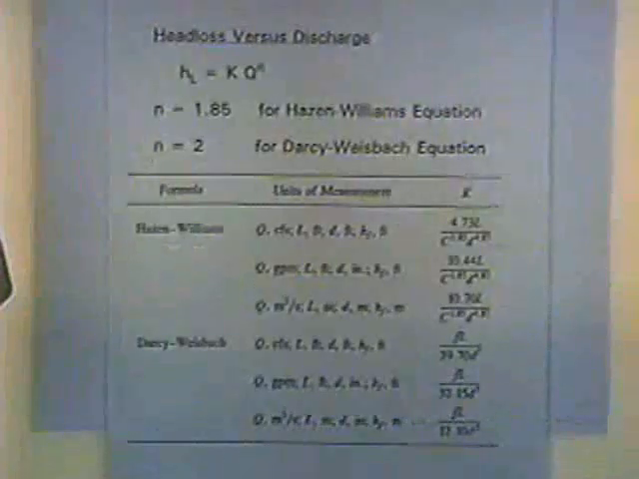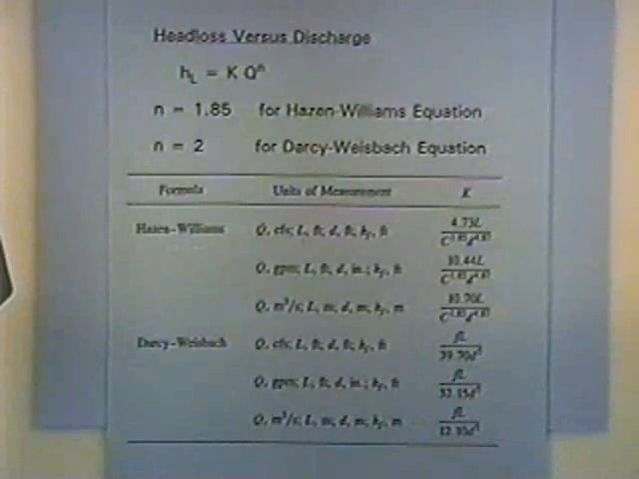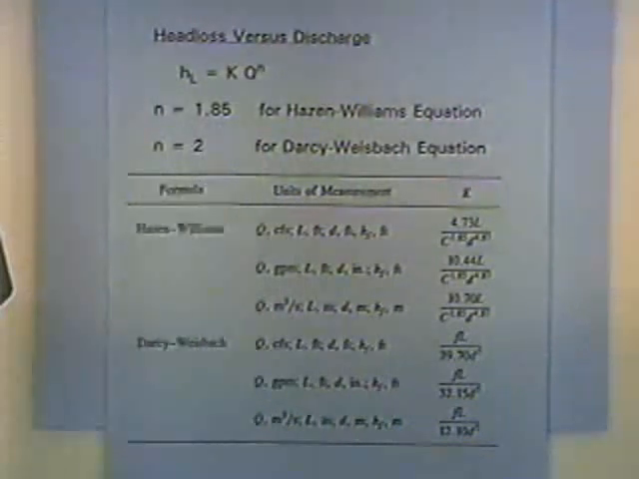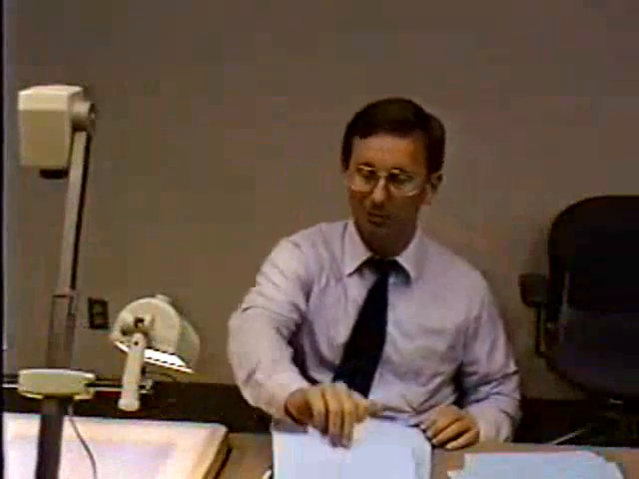Now, depending upon whether you're using the Hazen-Williams equation or the Darcy-Weisbach equation, in the Hazen-Williams equation, the power is going to be 1.85, and in the Darcy-Weisbach equation, the power is going to be 2. And this is sort of a handy little table that sets this up. I'm coming back to this in just a second, but let me divert and just illustrate using Darcy-Weisbach.